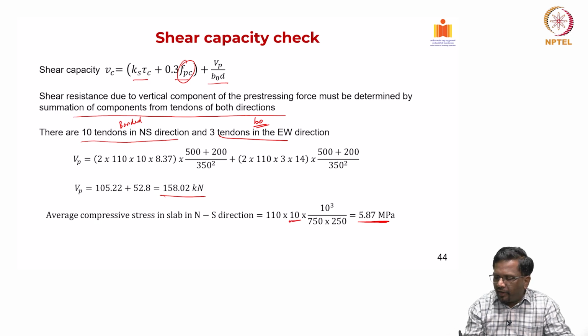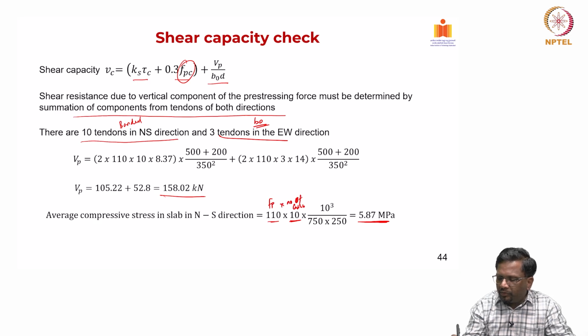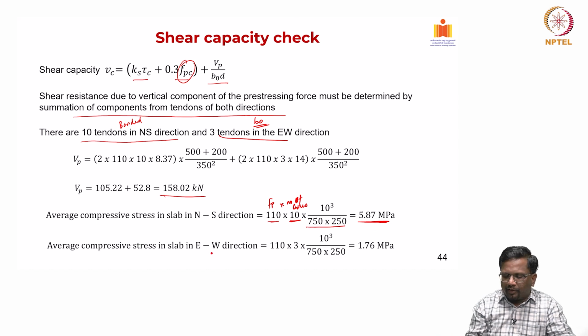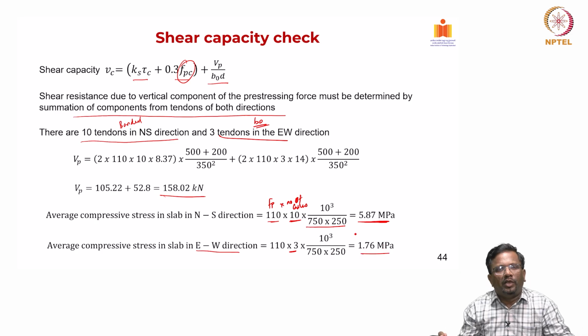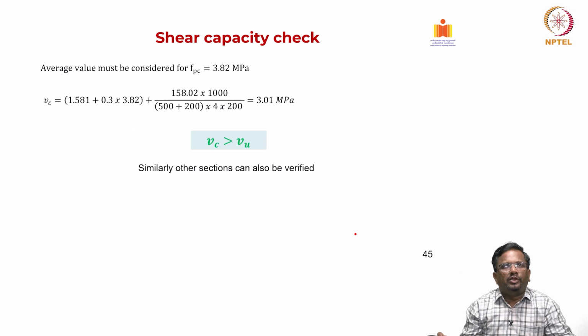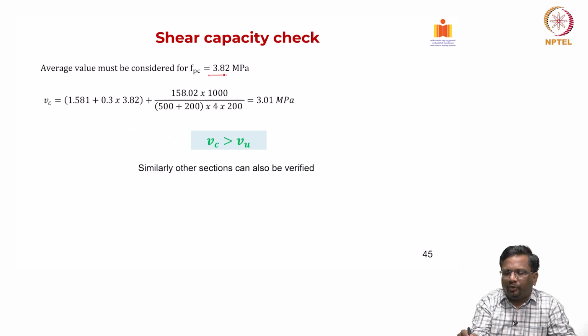Now, I have 10 cables. So that is the reason this is your individual force Fp multiplied by the number of cables, divided by the area. Area is now 750 multiplied by 250. So, 5.87, then you get the average compressive stress in the east-west direction, only 3 cables in this region, so 1.76. We take the average of these two as the Fpc, so we take the average as 3.82 megapascal.